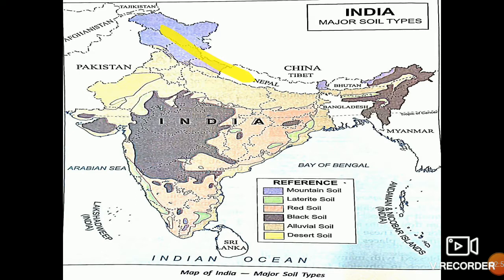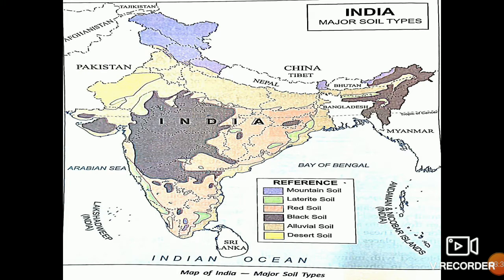The purple part is your mountain soil. Laterite soil is this green part you can see here, found in very few places. Red soil is this orange part. Black soil is found in Maharashtra, Madhya Pradesh, Gujarat, and some places here. Alluvial soil is in the northern plains. Desert soil is basically found in Rajasthan.